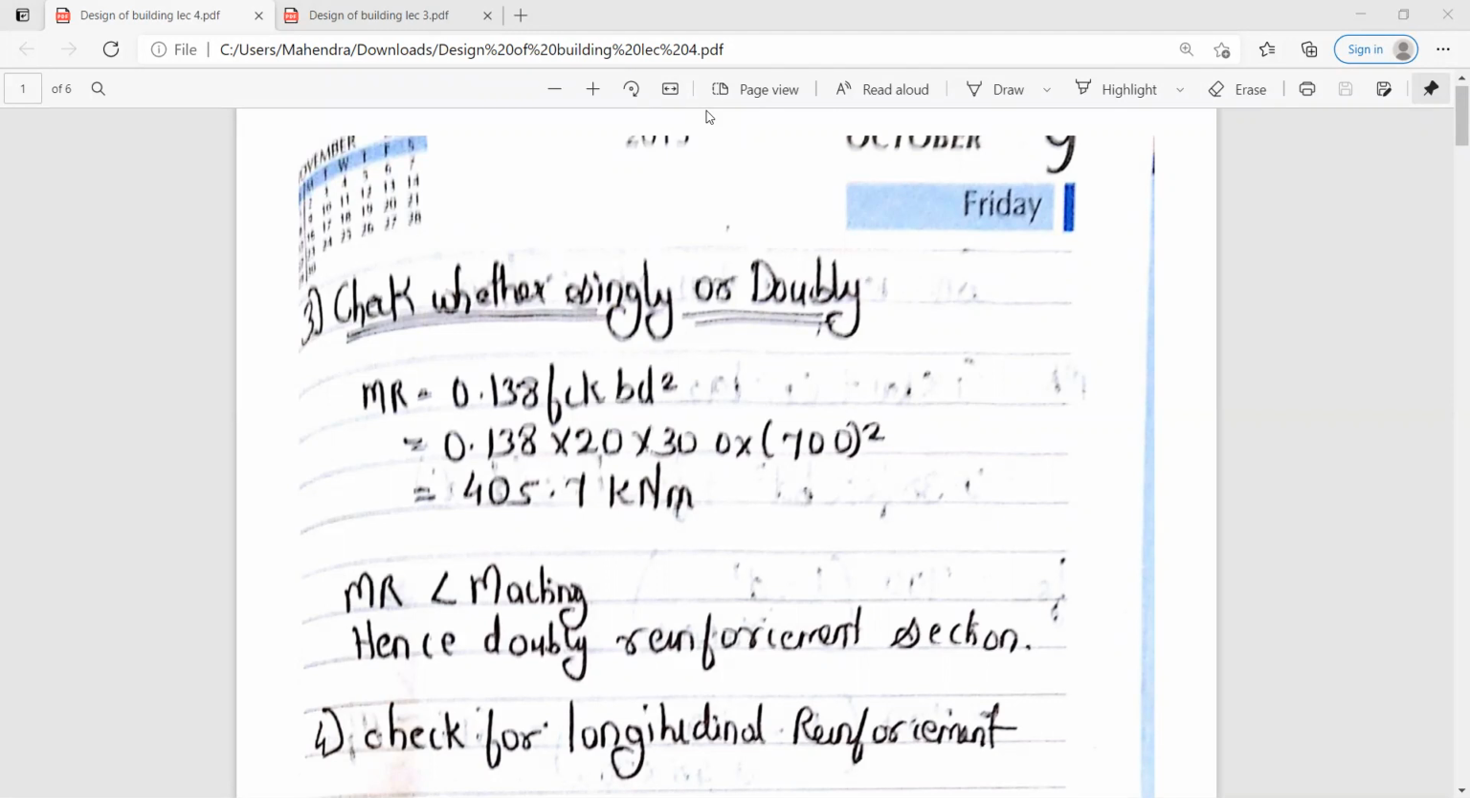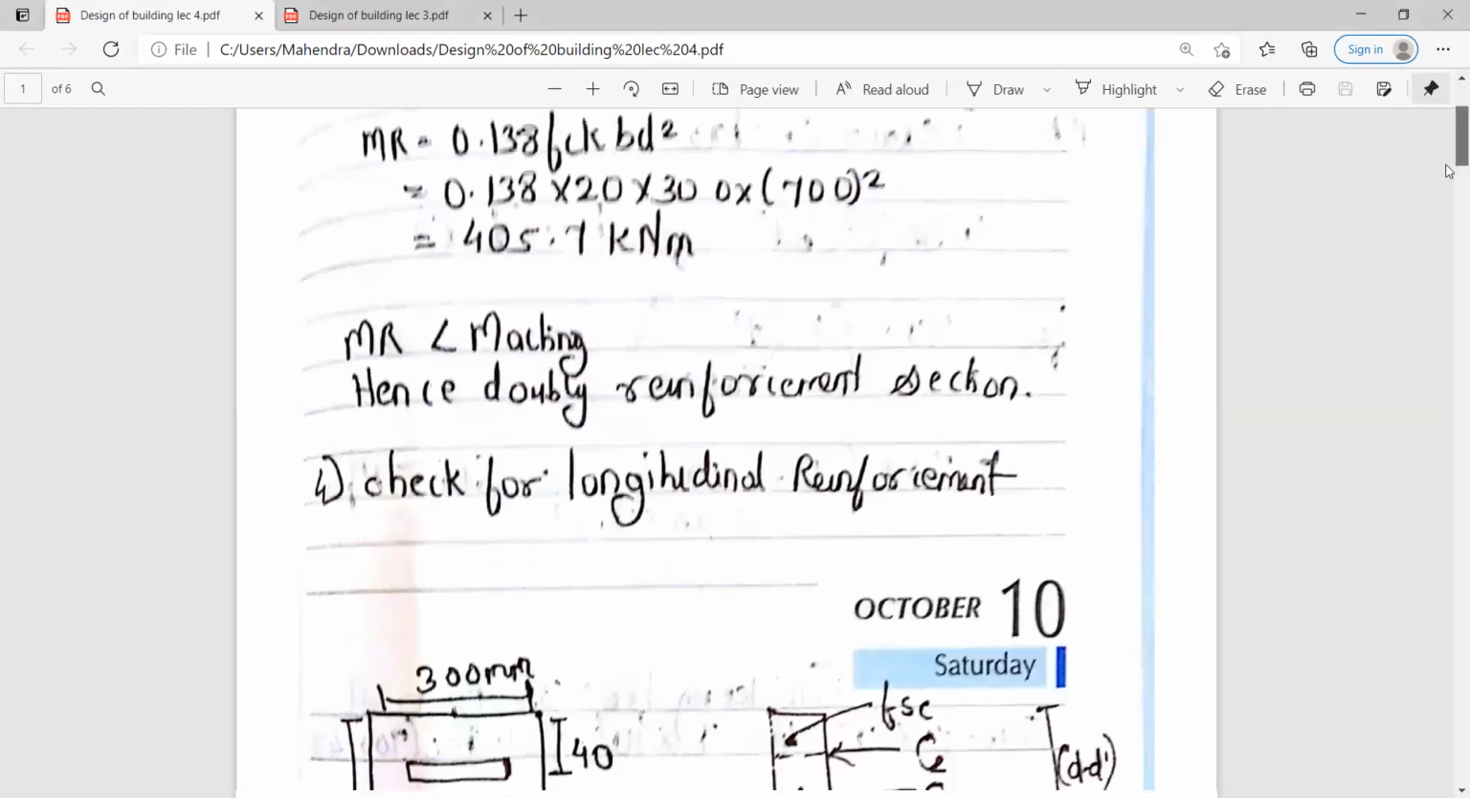Now we'll start with the longitudinal reinforcement. Hope everyone has understood up till here. Any doubt? Should we proceed with the fourth step? Up till here, we are already done in the last lecture. So we'll proceed with the fourth step, that is check for the longitudinal reinforcement.